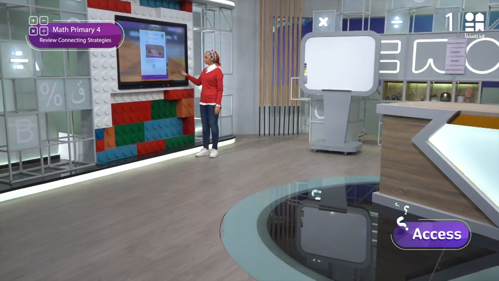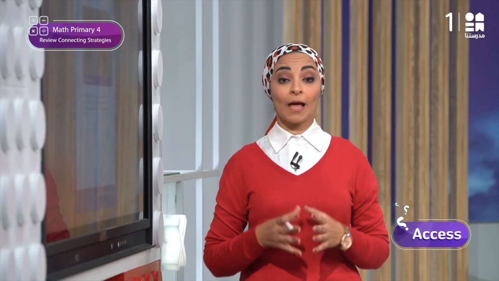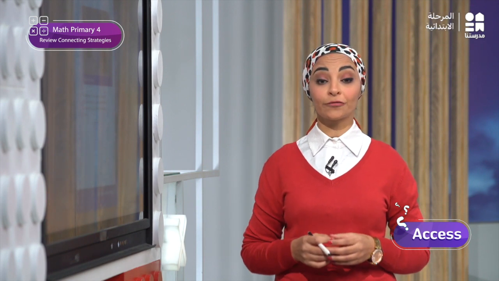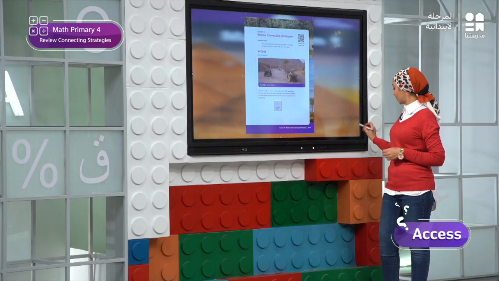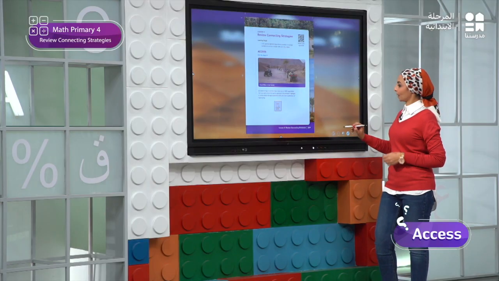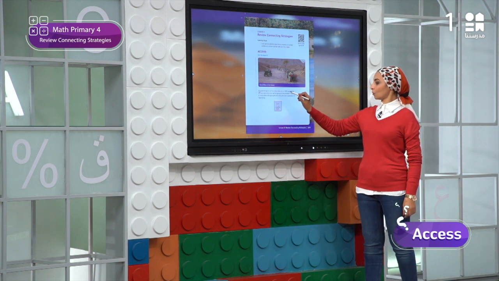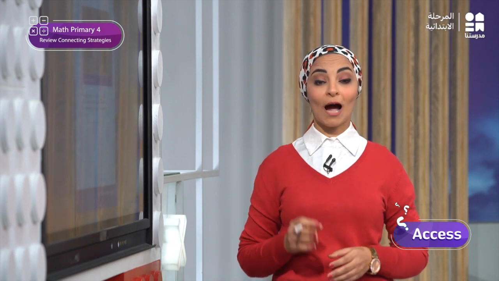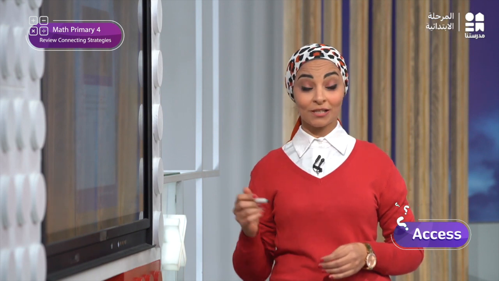Now on page 277, we want to see how Ali answered the problem and how he regrouped when he wanted to know the number of tires on 1,532 quad bikes. Let's see this. Okay, here's Ali. You want to know how many tires are on 1,532 quad bikes. Now I want you to read and understand very well what you are asked to do. I will give you some time to write your explanation, and when we are back, we will continue all together.